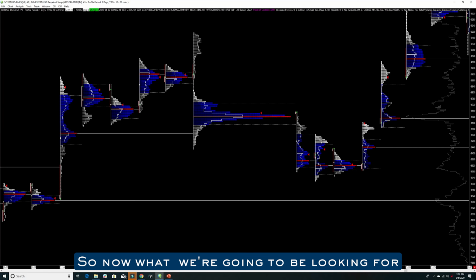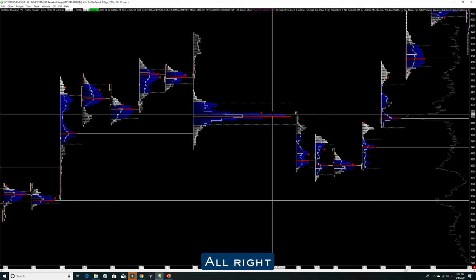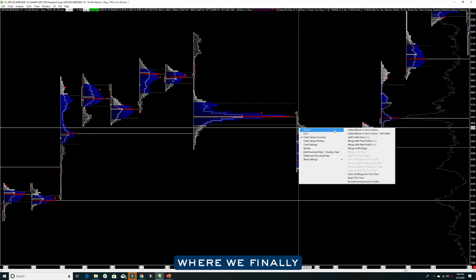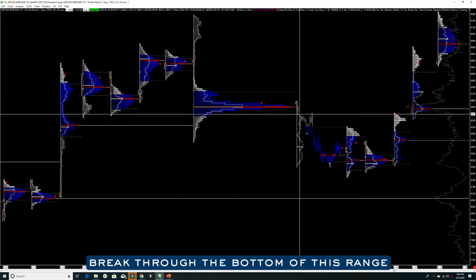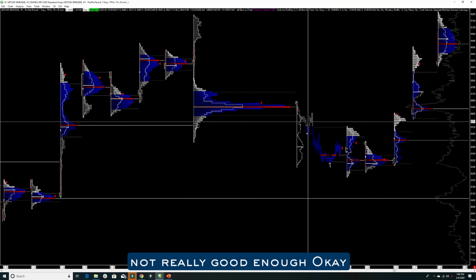So now what we're going to be looking for is any clear acceptance below this range. All right, we want to see that in this case we're looking at this day where we finally break through the bottom of this range. Okay, and if we're looking at just the TPO chart alone, it's not really good enough.